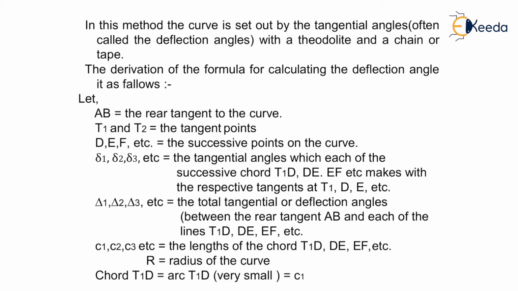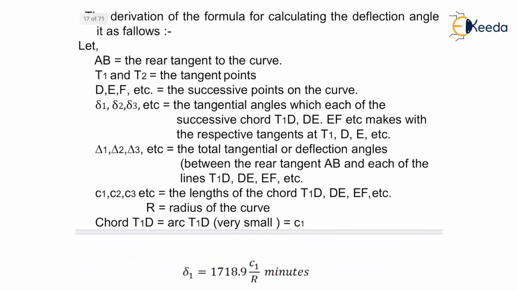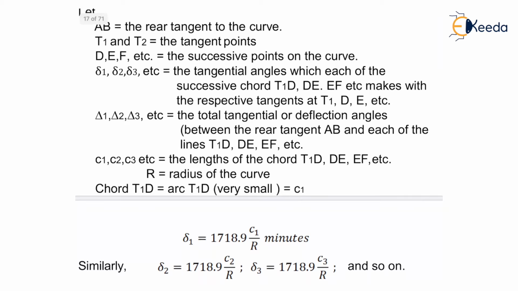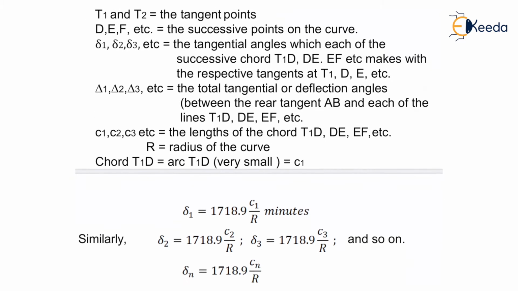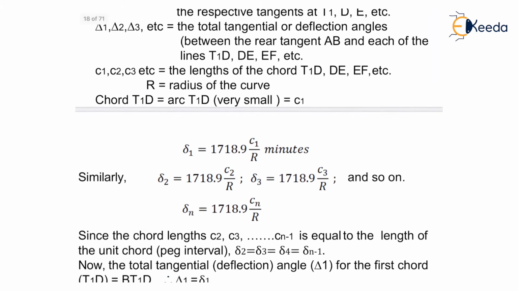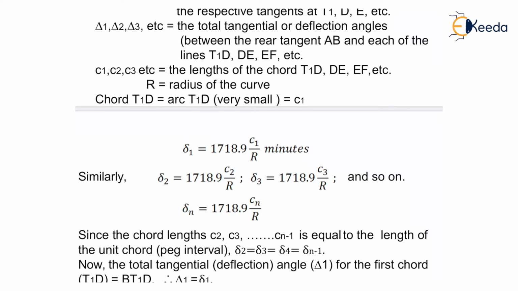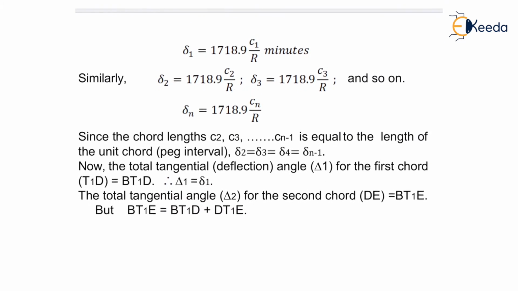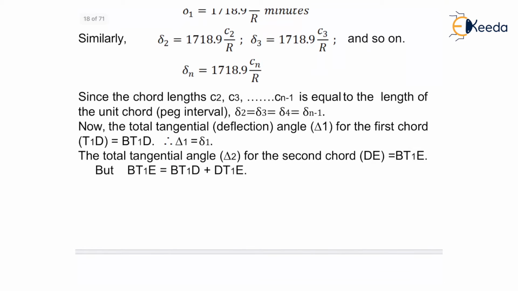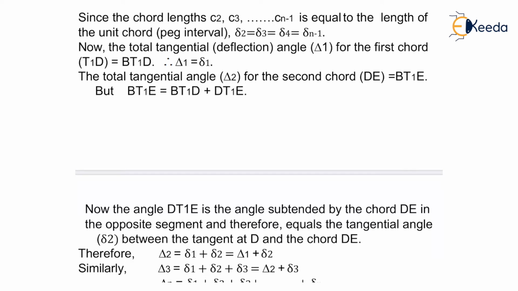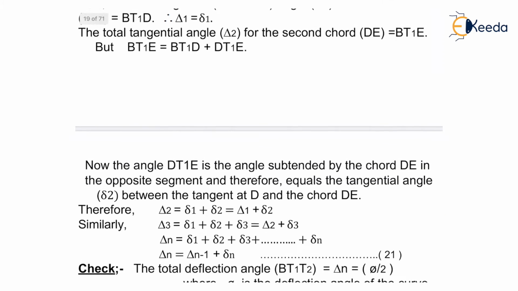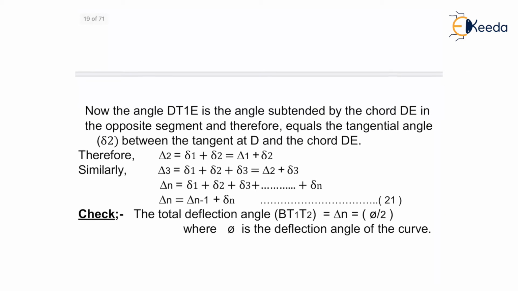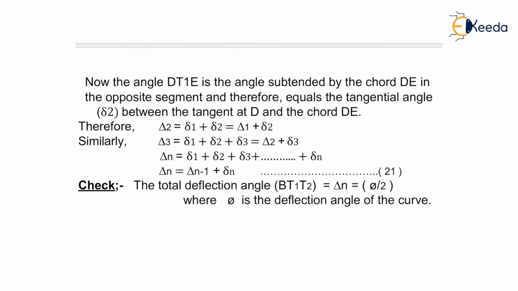How to set out point T1, point D, E, F, their calculation by using the formulas and knowing the deflection angles delta 1, delta 2, delta 3. Then by using this, we have to find out triangle 1, triangle 2, triangle 3. All this has been explained in the slides below. You can go through it and you can write it down for your betterment and understanding.